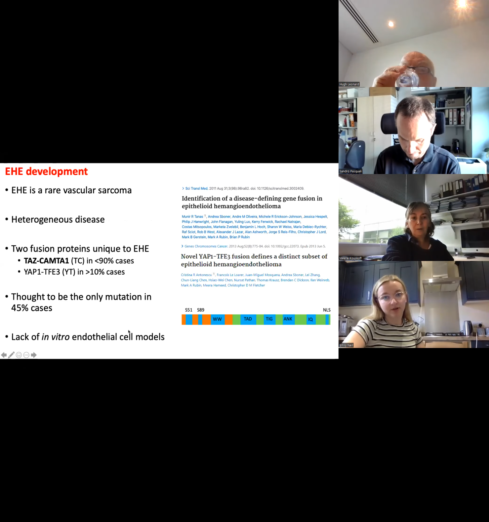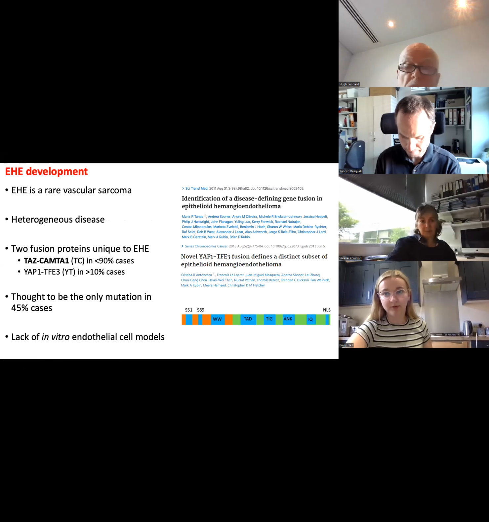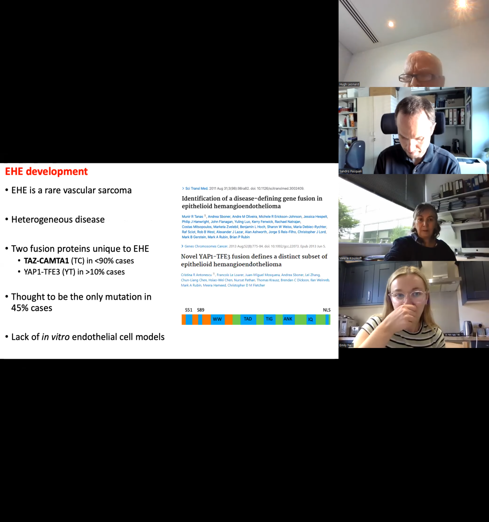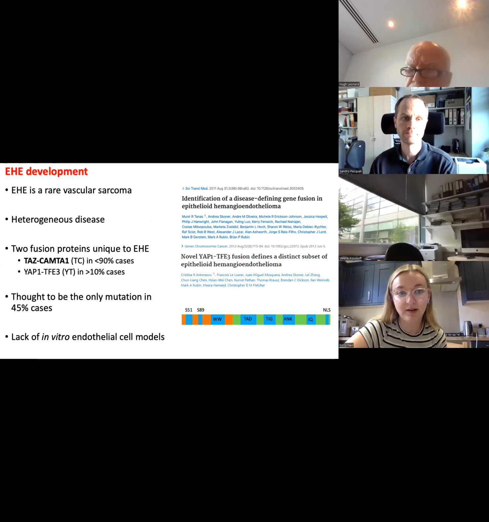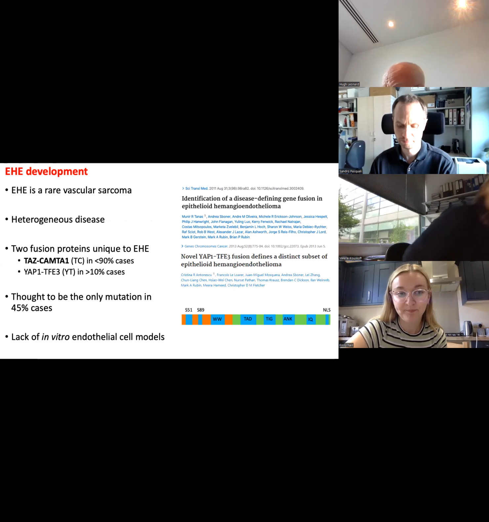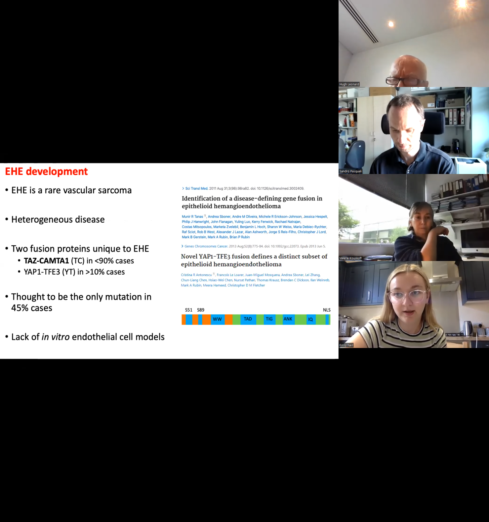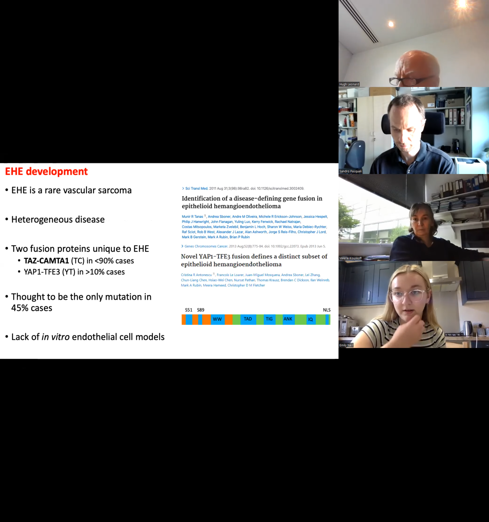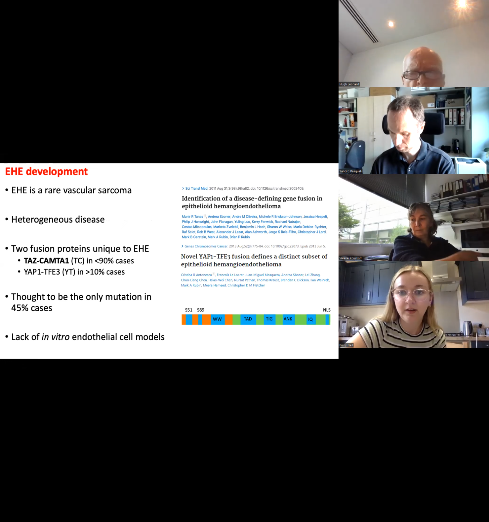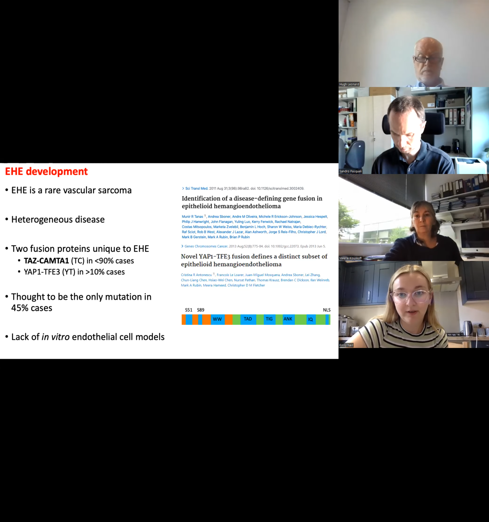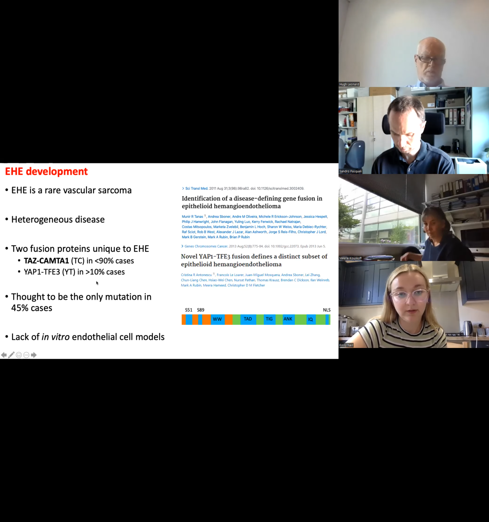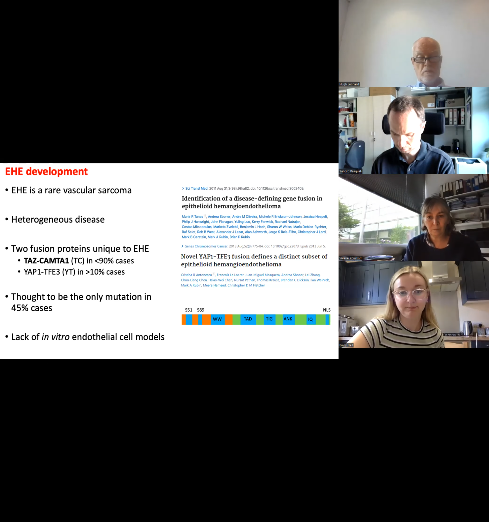So I won't dwell too much on what we know about EHE so far, because I'm sure you all are aware. But what we know is that it's a rare vascular sarcoma, and it has a very heterogeneous disease presentation. There are two fusion proteins which define it, TAZ-CAMTA1 and YAP-TFE3. In this project, it's TAZ-CAMTA1 which we focus on. Studies have shown that this is thought to be the driving mutation, and is the only mutation in around 45% of cases. However, there is currently a lack of in vitro models using primary endothelial cells. So this is where my project comes in.